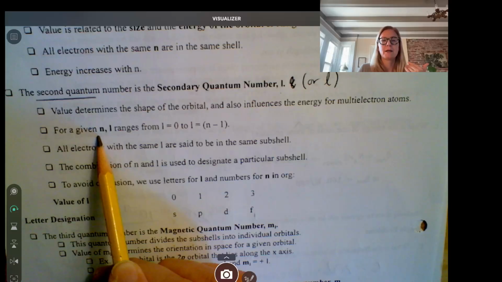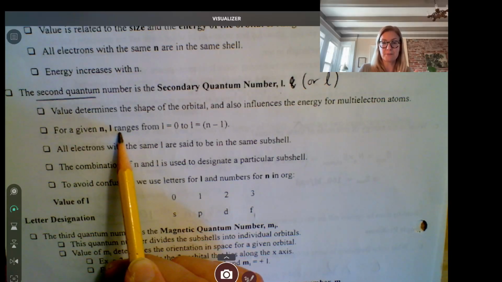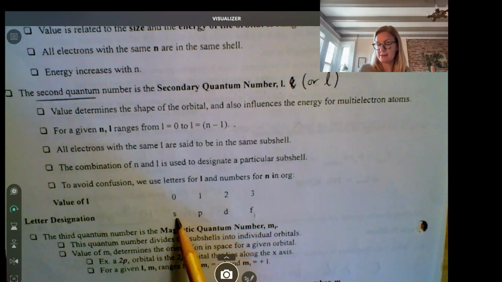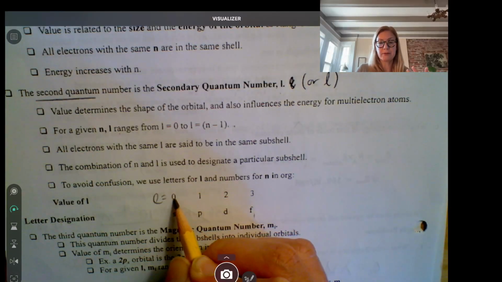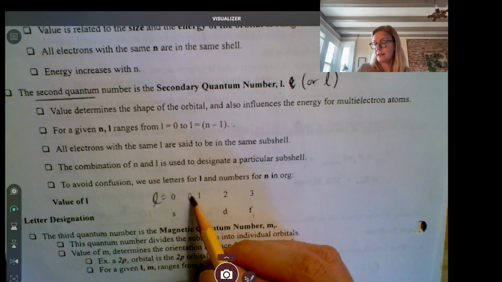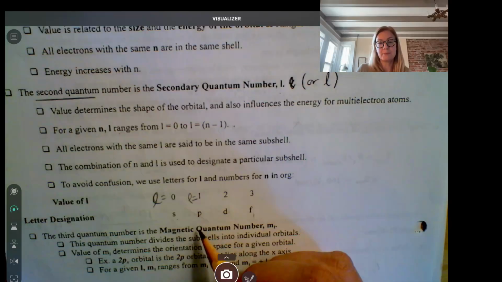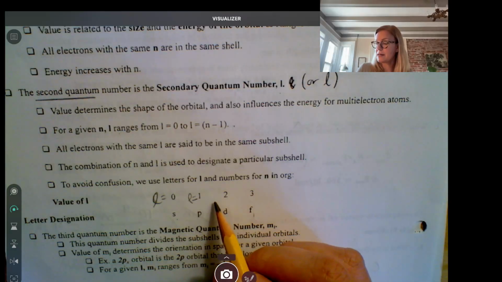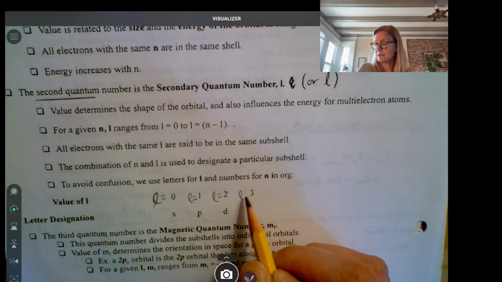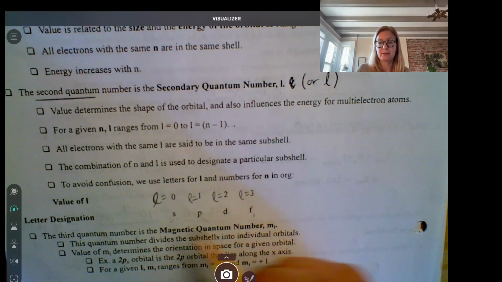For a given energy level, the sublevel ranges from 0 to 1 below the energy level, if that makes sense. So in the first energy level, there's only S. L equals 0 means there's an S sublevel. For the second energy level, L equals 1, that means there's an S and a P. For the third energy level, L equals 2, there's an S, a P, and a D. Fourth energy level, L equals 3, there's an S, P, D, and F.